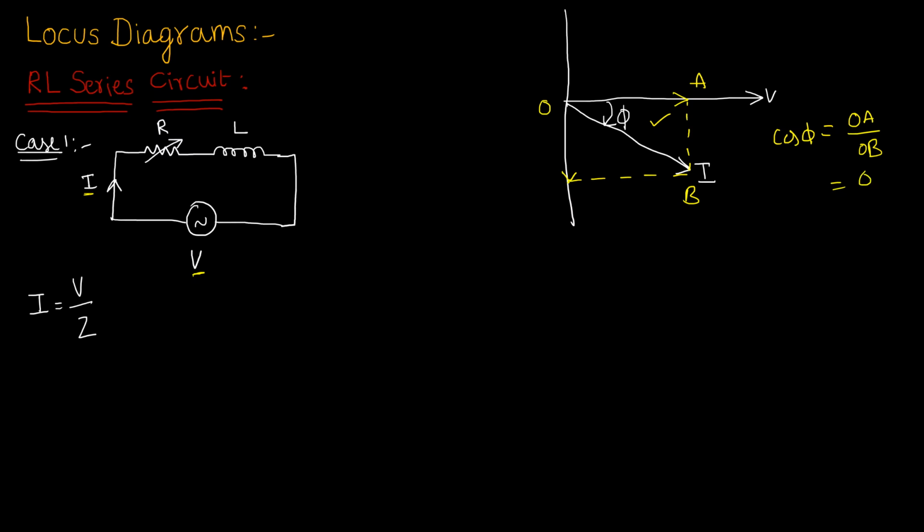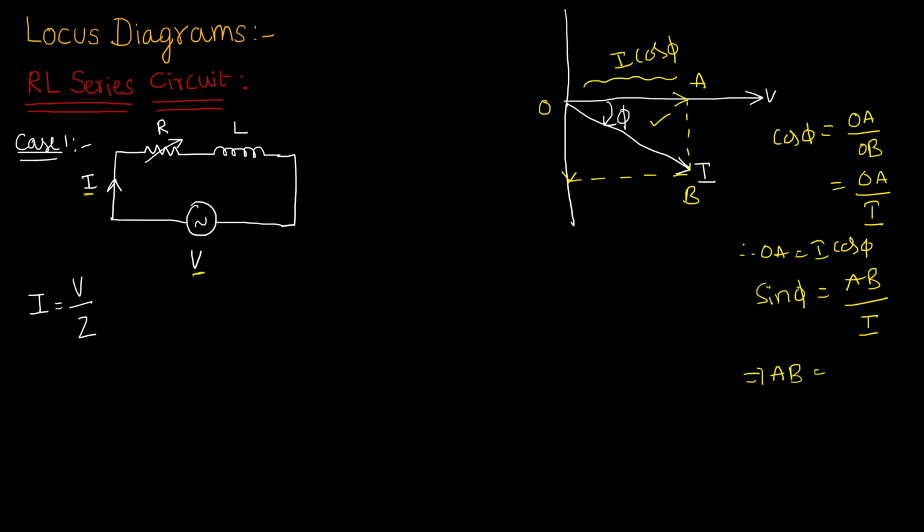What is OB? OB is nothing but our current I. Therefore, OA is I cos phi. So this component is I cos phi. Similarly, sin phi is the opposite side AB by OB. OB is nothing but I, so AB is I sin phi. This portion is called I sin phi.